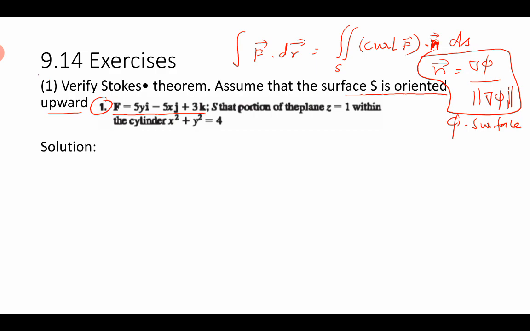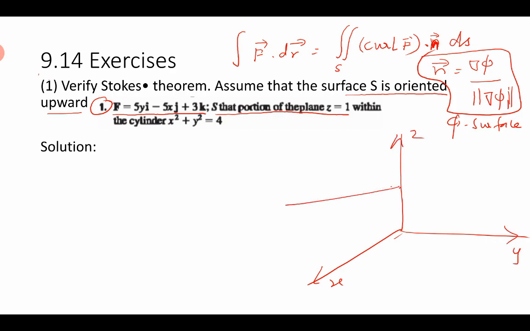What is the surface? What we got to do here in problem number 1? S is the portion of the plane z equal to 1. It is a plane in 3-dimensional space, isn't it? This is x, this is y and this is z. z equal to 1 is a plane going infinitely larger than this. If it is 1 unit height, it is a bigger plane, infinitely larger. In this plane we need, within the cylinder, the portion of the plane. This is our surface S, isn't it?